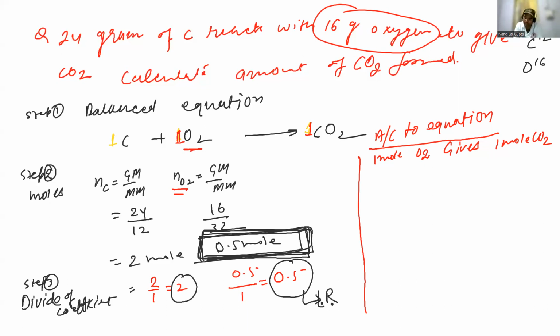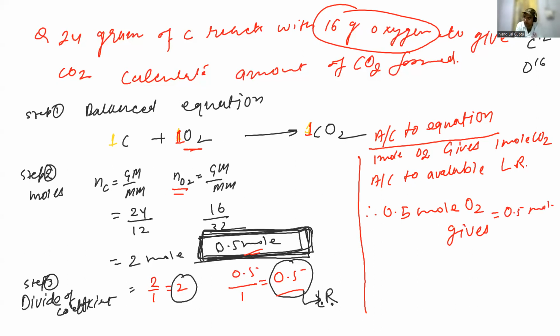So if I go the other way, what I am taking is the available limiting reagent. So how much is there? 0.5 mole is there. Therefore 0.5 mole O2 gives how many mole CO2? 0.5 mole CO2. Yes or no? Because 1 mole O2 means 1 mole CO2, so 0.5 means 0.5. Yes or no?